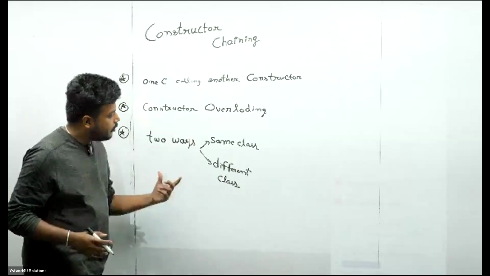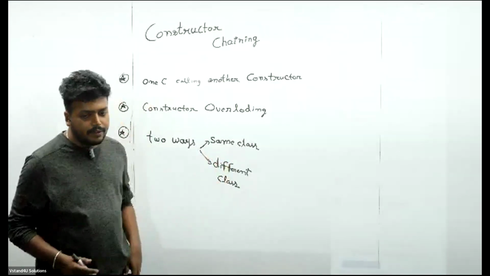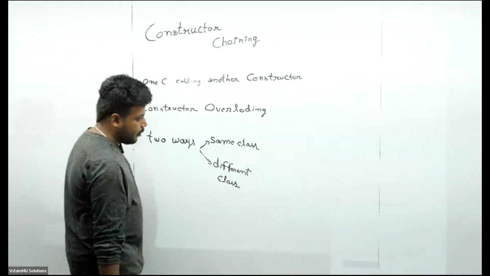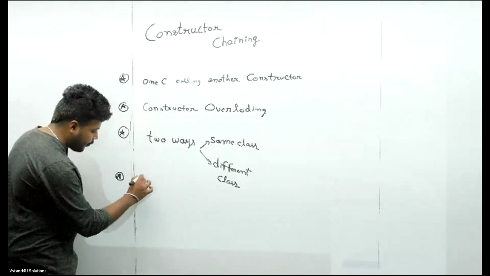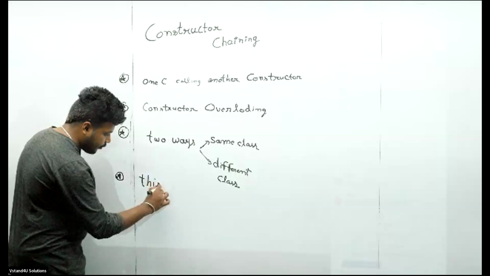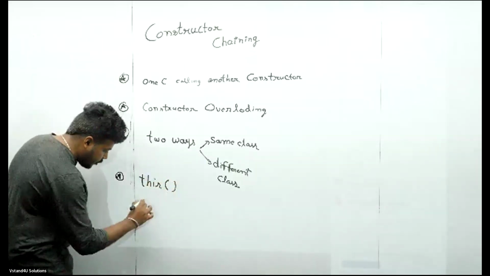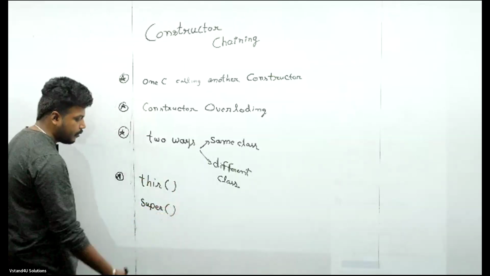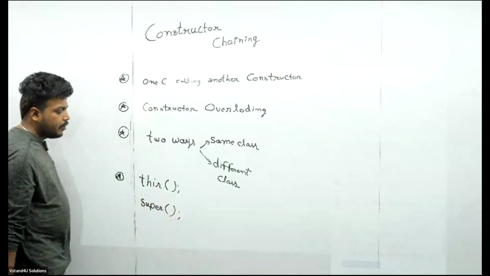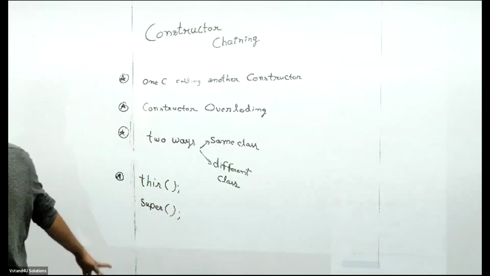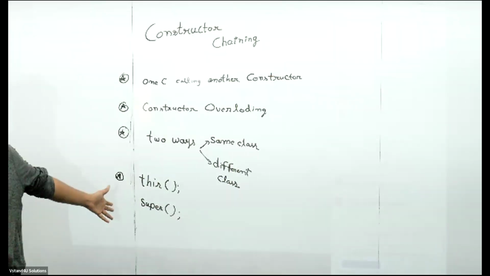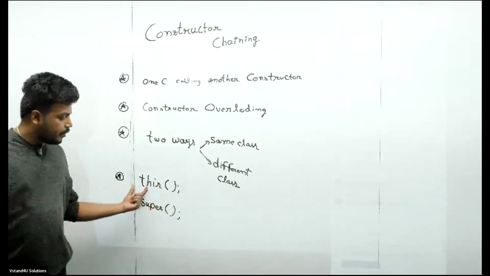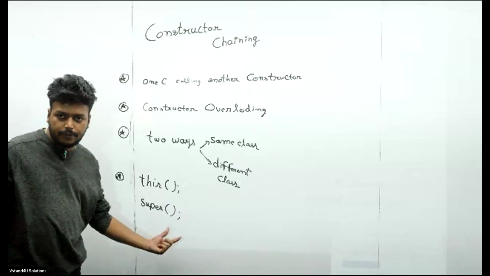Constructor chaining also happens between different classes. But we have to make use of, what do we have to make use of? This keyword. What is this called? This statement, super statement, this of, super of.